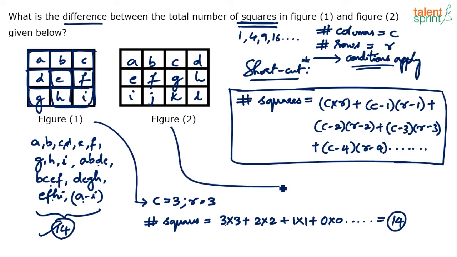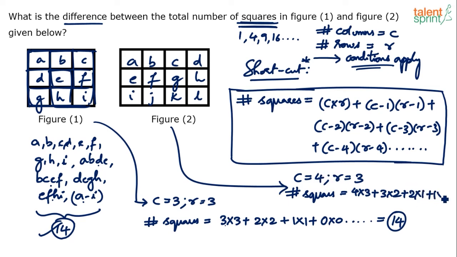Count the number of squares in figure 2. In figure 2, we know the number of columns is 1, 2, 3, 4. C is equal to 4. The number of rows is 1, 2, 3. So what will be the answer in this case? The number of squares here will be 4 into 3, plus (C minus 1) into (R minus 1), so 3 into 2, plus (C minus 2) into (R minus 2), so 2 into 1, plus (C minus 3) into (R minus 3). C minus 3 is 1, but R minus 3 is 0.